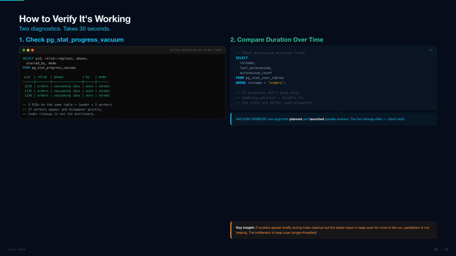Take it back off. Second, compare autovacuum duration over time from pg_stat_user_tables. If durations do not drop after enabling parallel, the feature is not doing what you wanted. The slots could be put to better use elsewhere. Vacuum verbose now logs both planned and launched parallel workers. Check both, they diverge often.